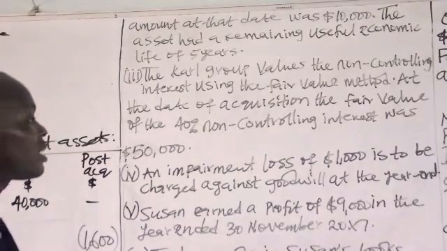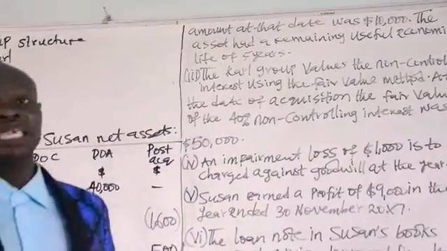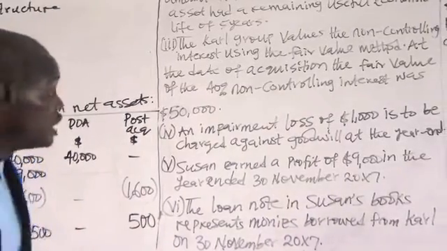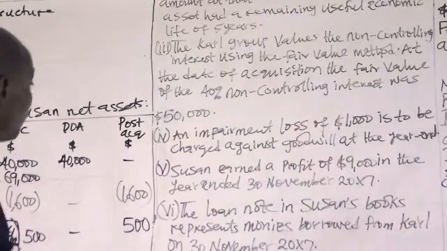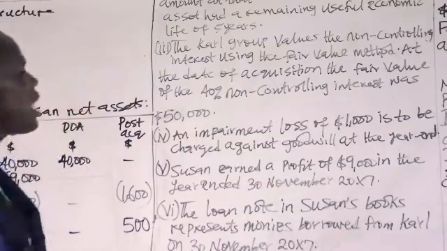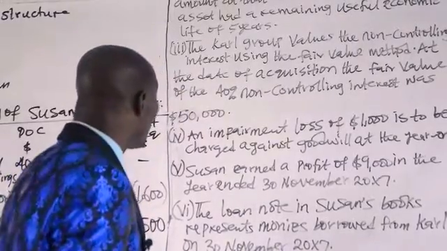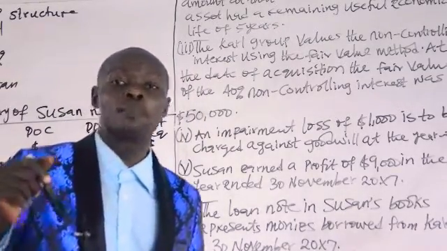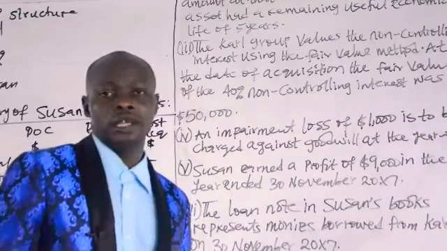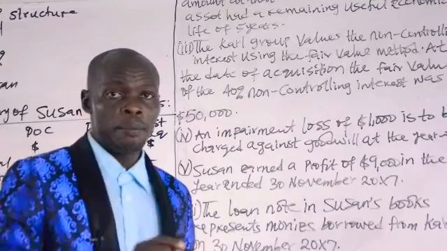Number 4. An impairment loss of 1,000 is to be charged against goodwill at the year end. I've told you that where goodwill is impaired, the impairment loss on goodwill should be charged against the goodwill and against the profit. But now, we can have the profit of the parent and that of the subsidiary. I've told you that where the policy is proportionate share of the net asset, you are going to deduct the impairment loss from the parent's retained earnings. I repeat, where the parent or the group policy is the proportionate share of the subsidiary net asset, then you deduct the impairment loss from the retained earnings of the parent company.